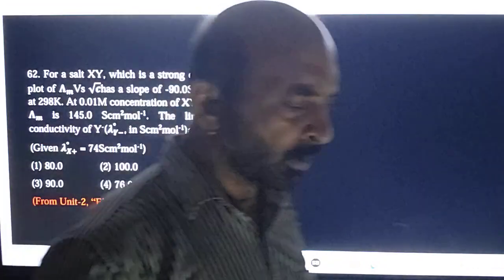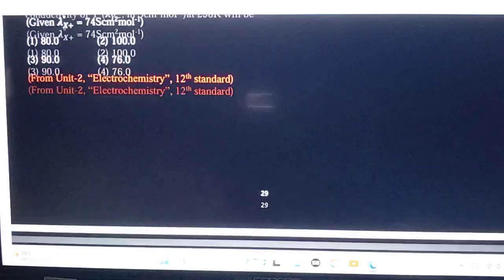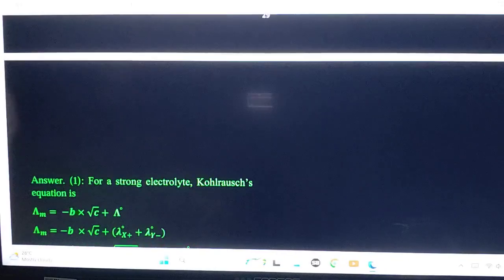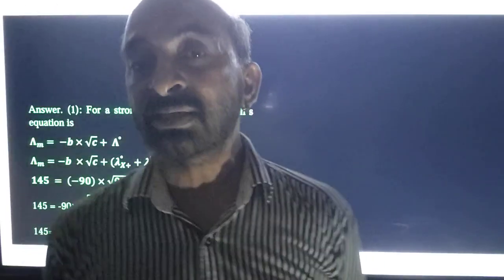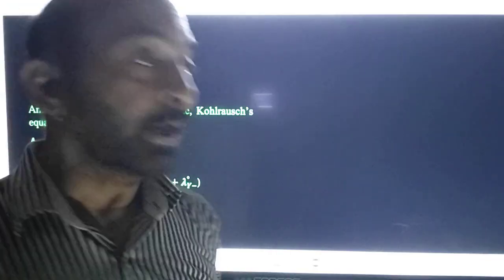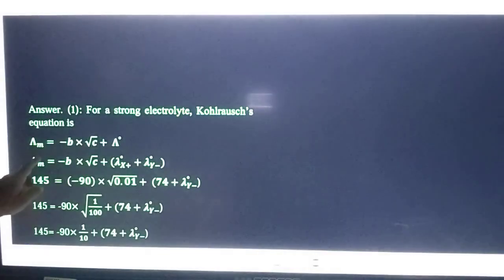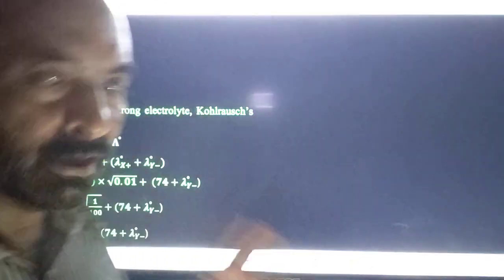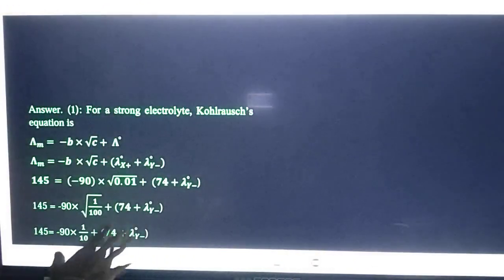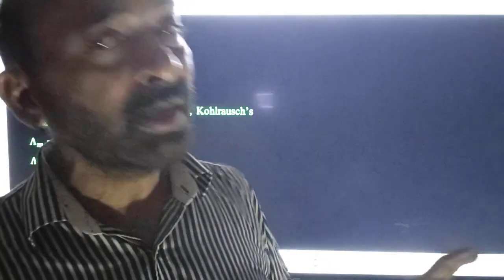This question may feel confusing only if you are not familiar with Kohlrausch's equation, that for a strong electrolyte, a plot of lambda m versus root c is a straight line. For that we have a straight line equation: lambda molar is equal to minus b into root c plus lambda infinite, or lambda at infinite dilution, isn't it? So most of the things we require to solve this problem are directly given. It is not at all an indirect problem.